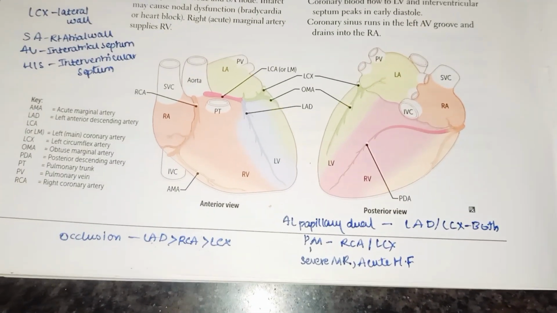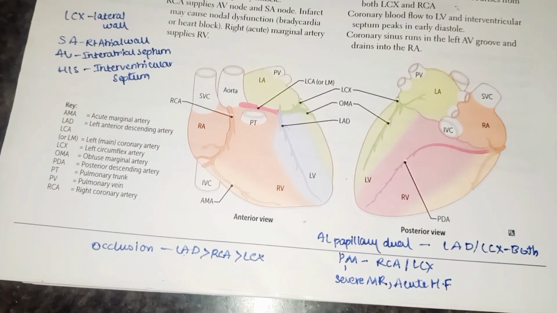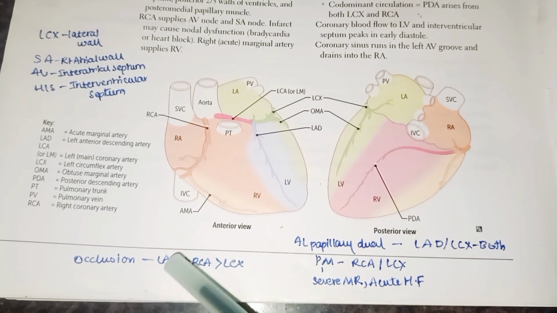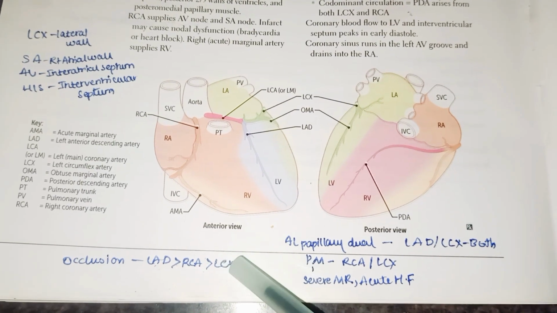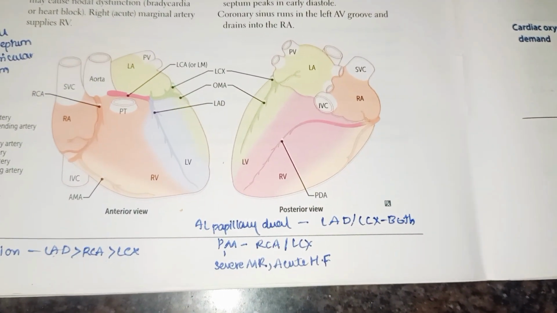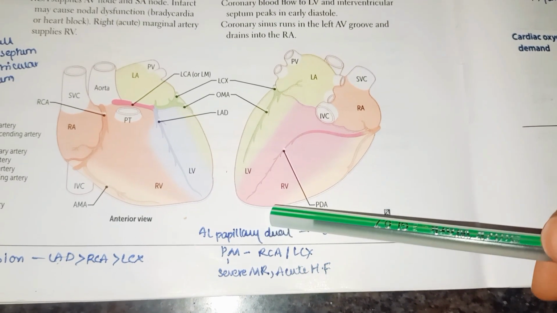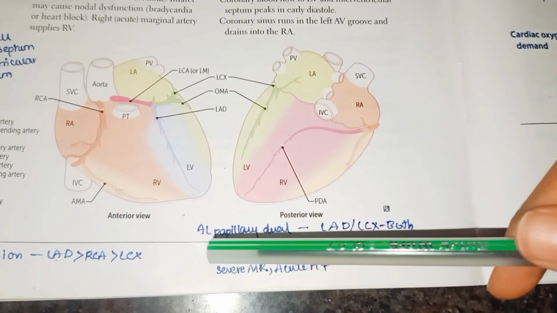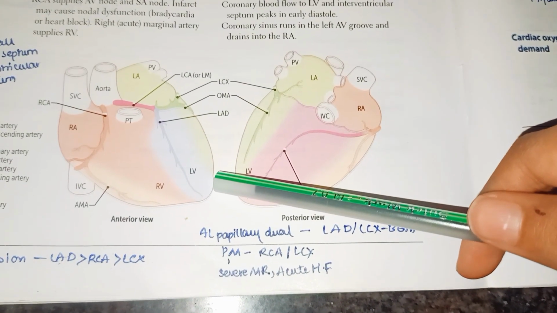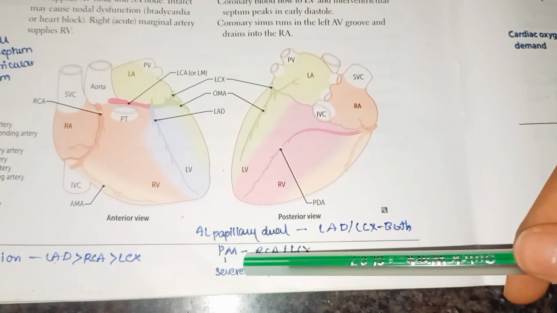So next thing is occlusion. The most common occluded vessel in the coronary arteries is the left anterior descending. Next comes the right coronary artery. Next comes the left circumflex artery. And as we discussed about the papillary muscles, that is the anterior lateral and posterior medial, you know that the anterior lateral papillary muscle is supplied by the LAD and the posterior medial by the PDA.